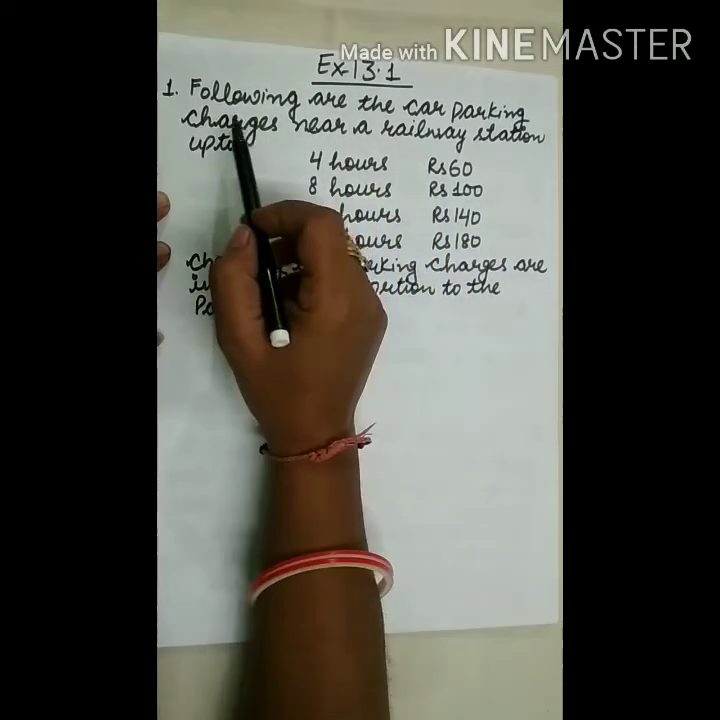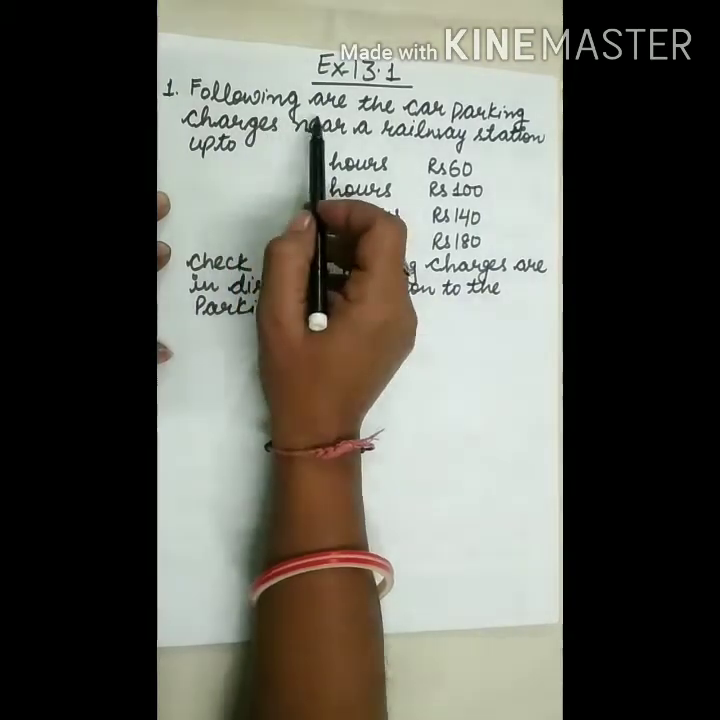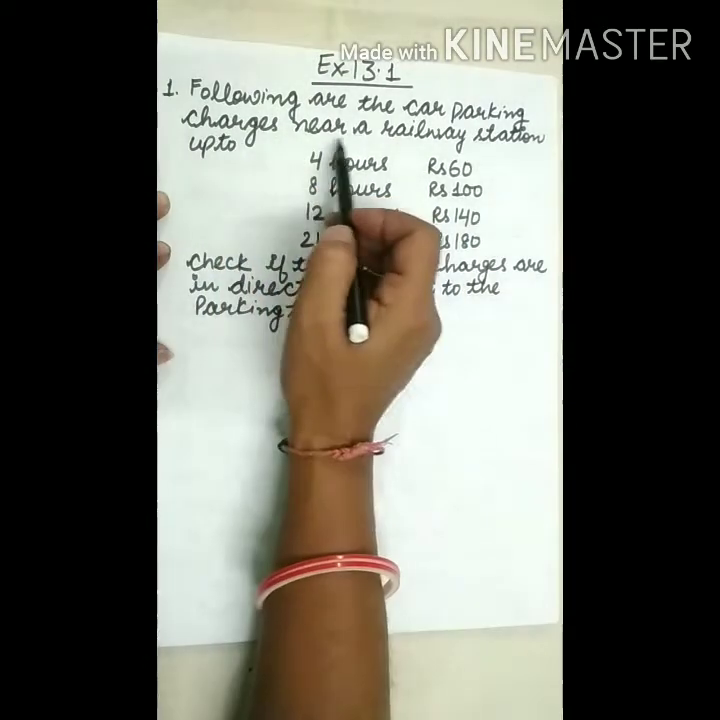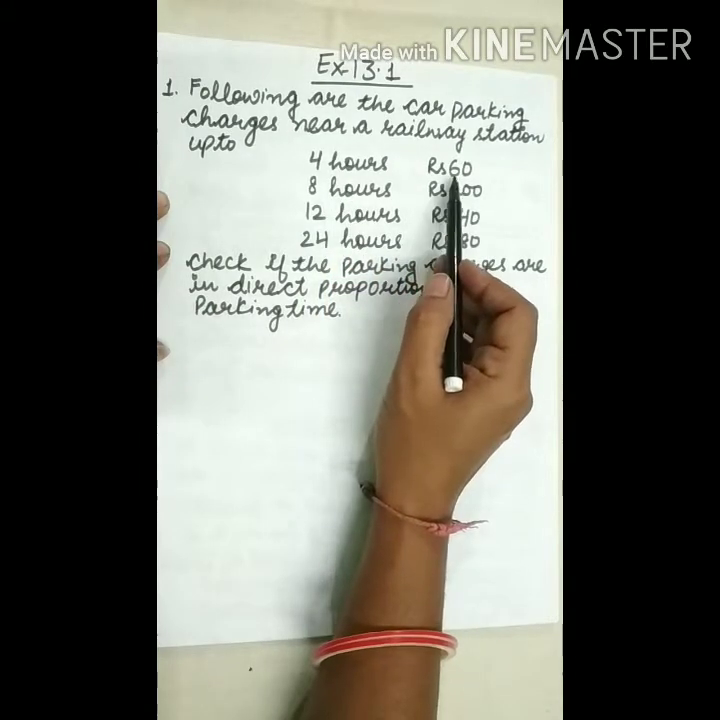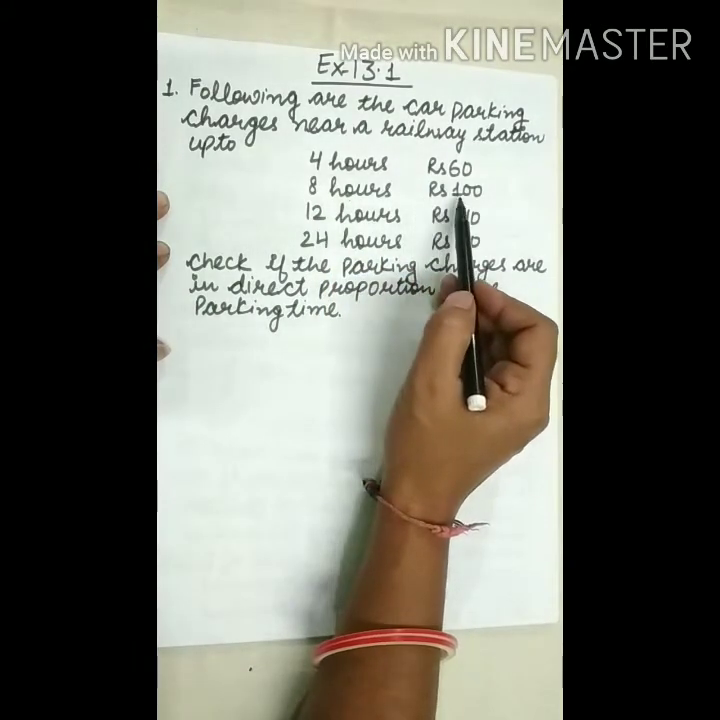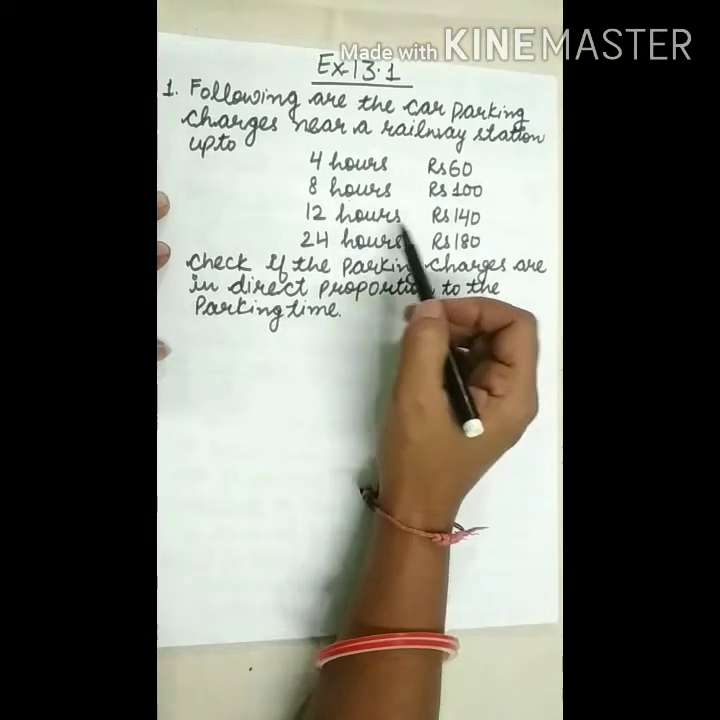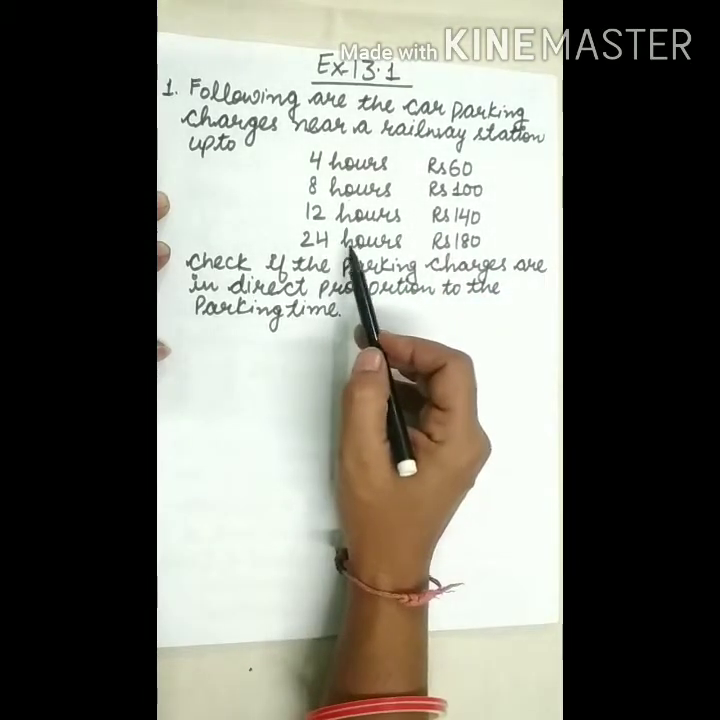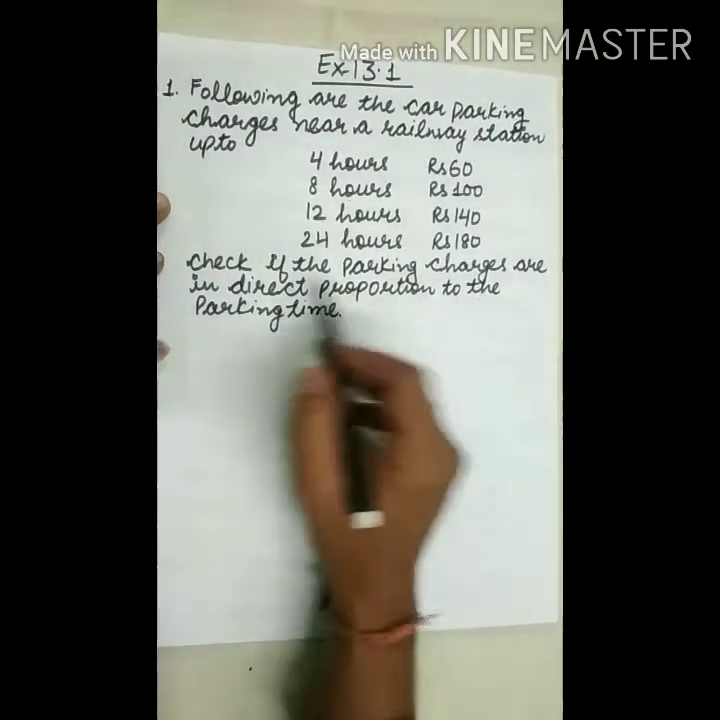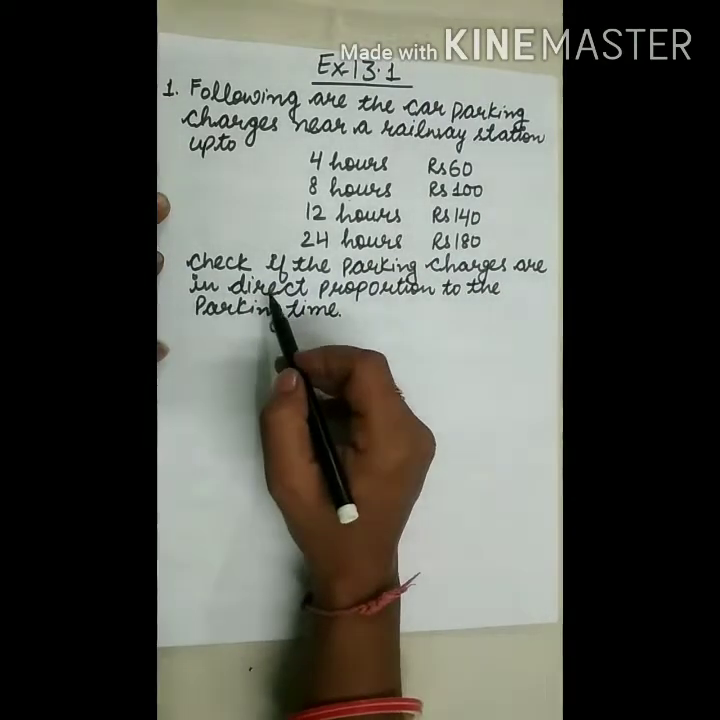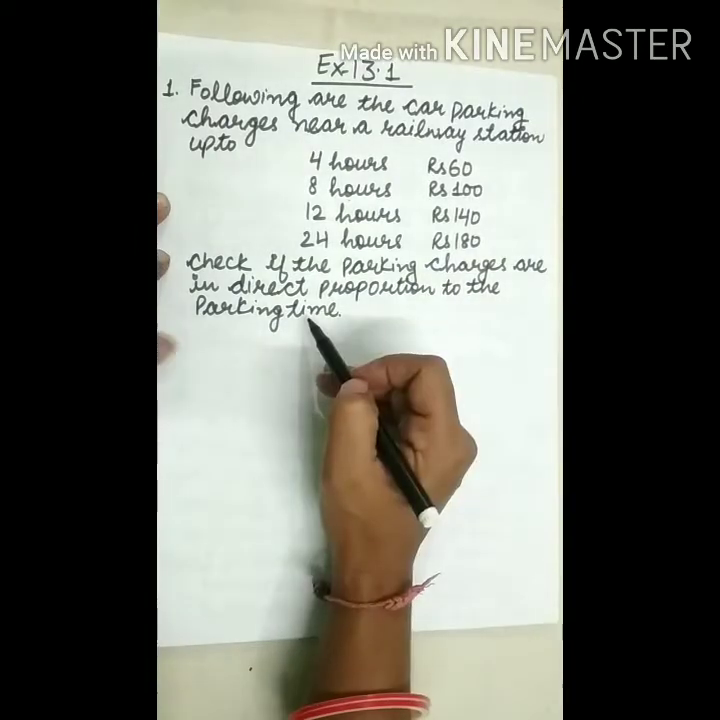Exercise 13.1, question number 1. Following are the car parking charges near a railway station. Up to 4 hours, the charge is rupees 60. 8 hours, the charge is rupees 100. 12 hours, the charge is rupees 140. And 24 hours, the charge is rupees 180. Check if the parking charges are in direct proportion to the parking time.